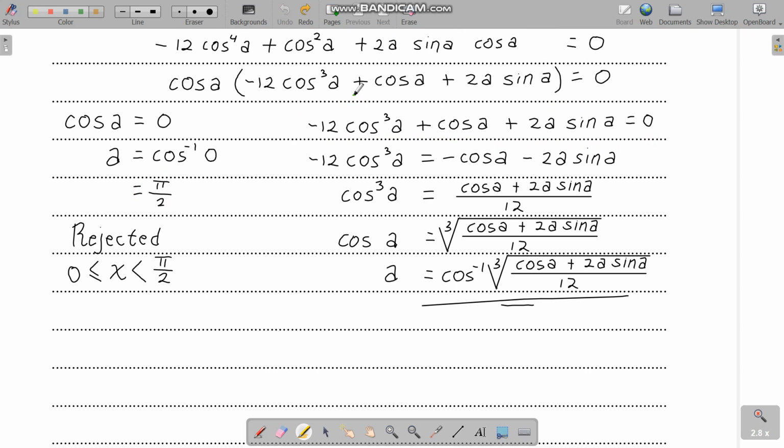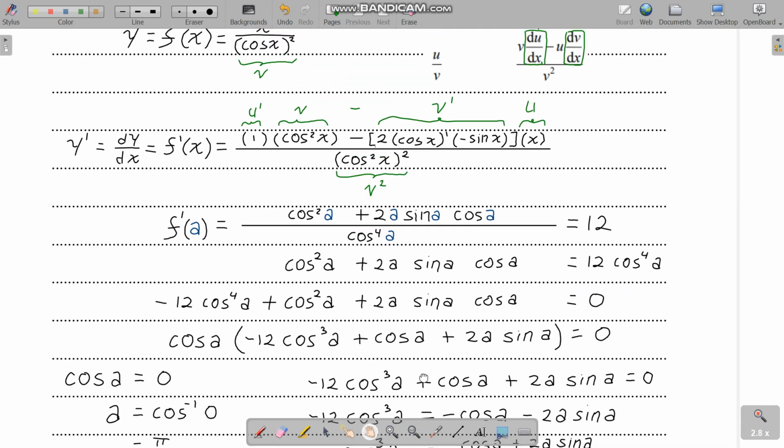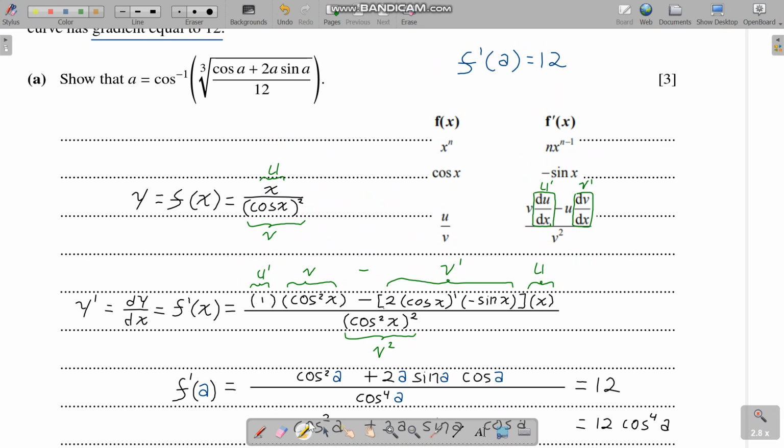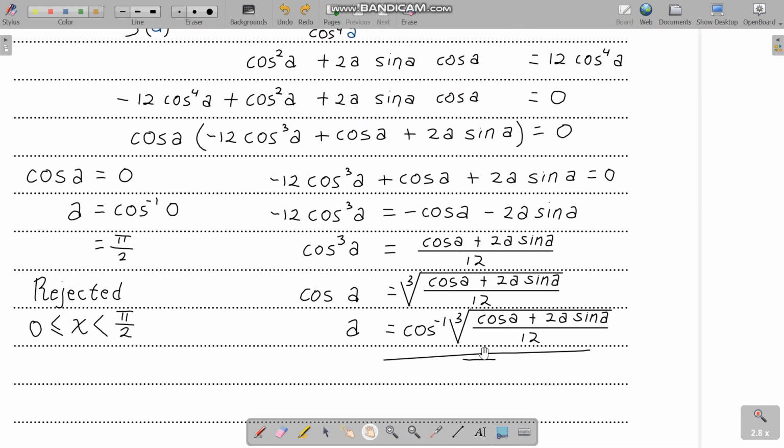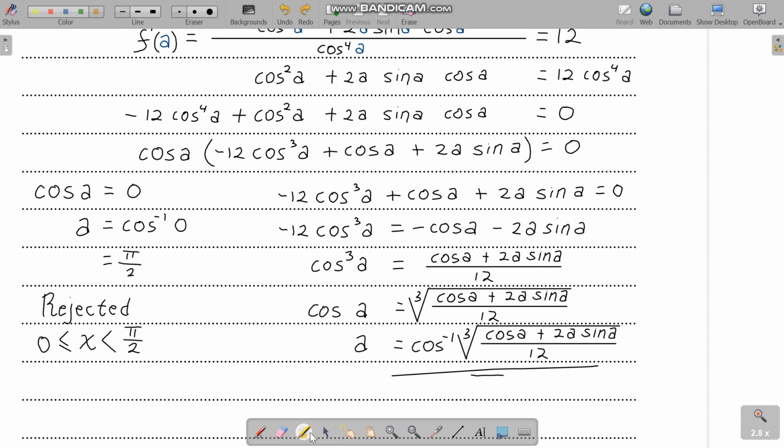Here we are trying to show this result, so we have to make a equals inverse cos of something. You just have to look at the goal. The goal has cos a plus 2a sin a. That's why we isolate this term here. So we move this part to the right, we have minus something, and then we can multiply both sides by minus.